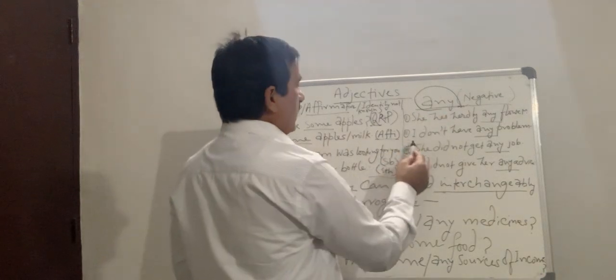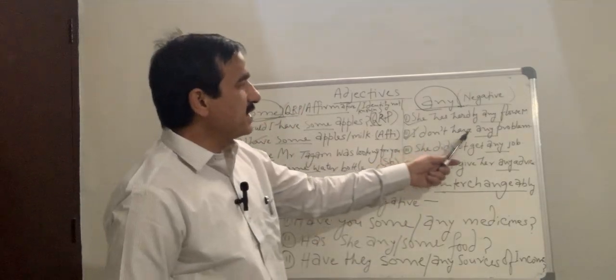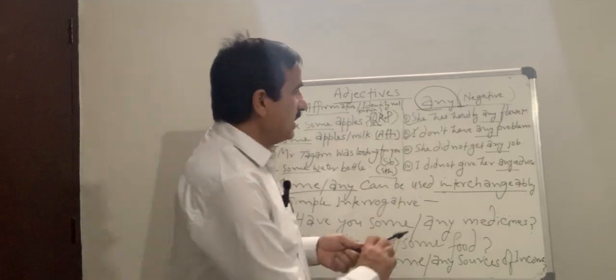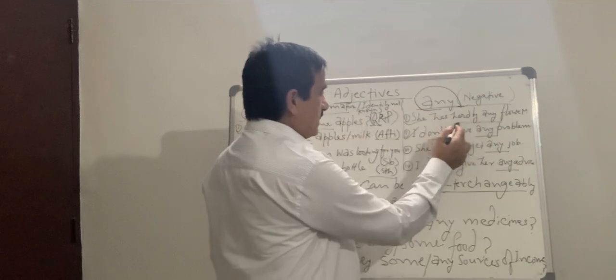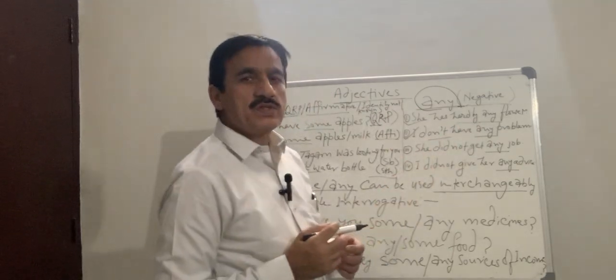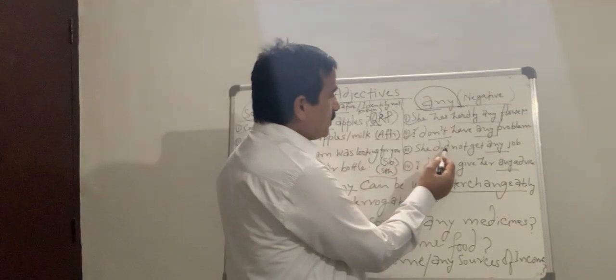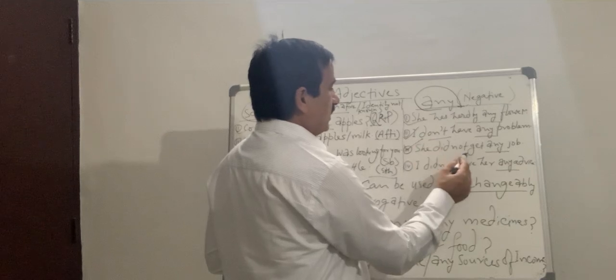Look at example 2. I don't have any problem. You see here, negative. So in a negative sentence, any is used, not some. For example, she did not get any job. So here also negative.